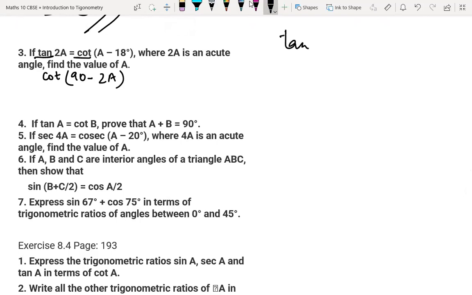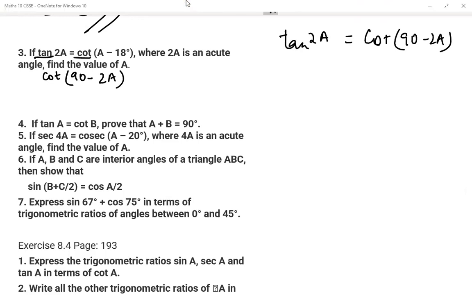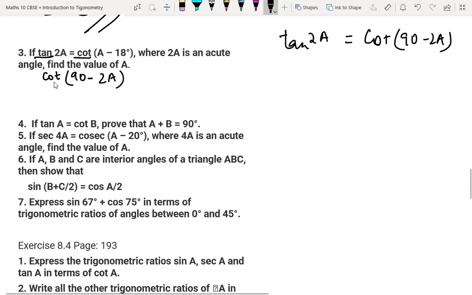Tan 2a can be written as cot 90 minus 2a. Everyone agrees with this? Because cot 90 minus theta is tan theta. Is it clear? Yes, sir. This is equal to cot A minus 18. If you see, you will get cot on both sides. This side also cot, this side also cot. It means that both 90 minus 2a and A minus 18 are what? Equal. Okay.